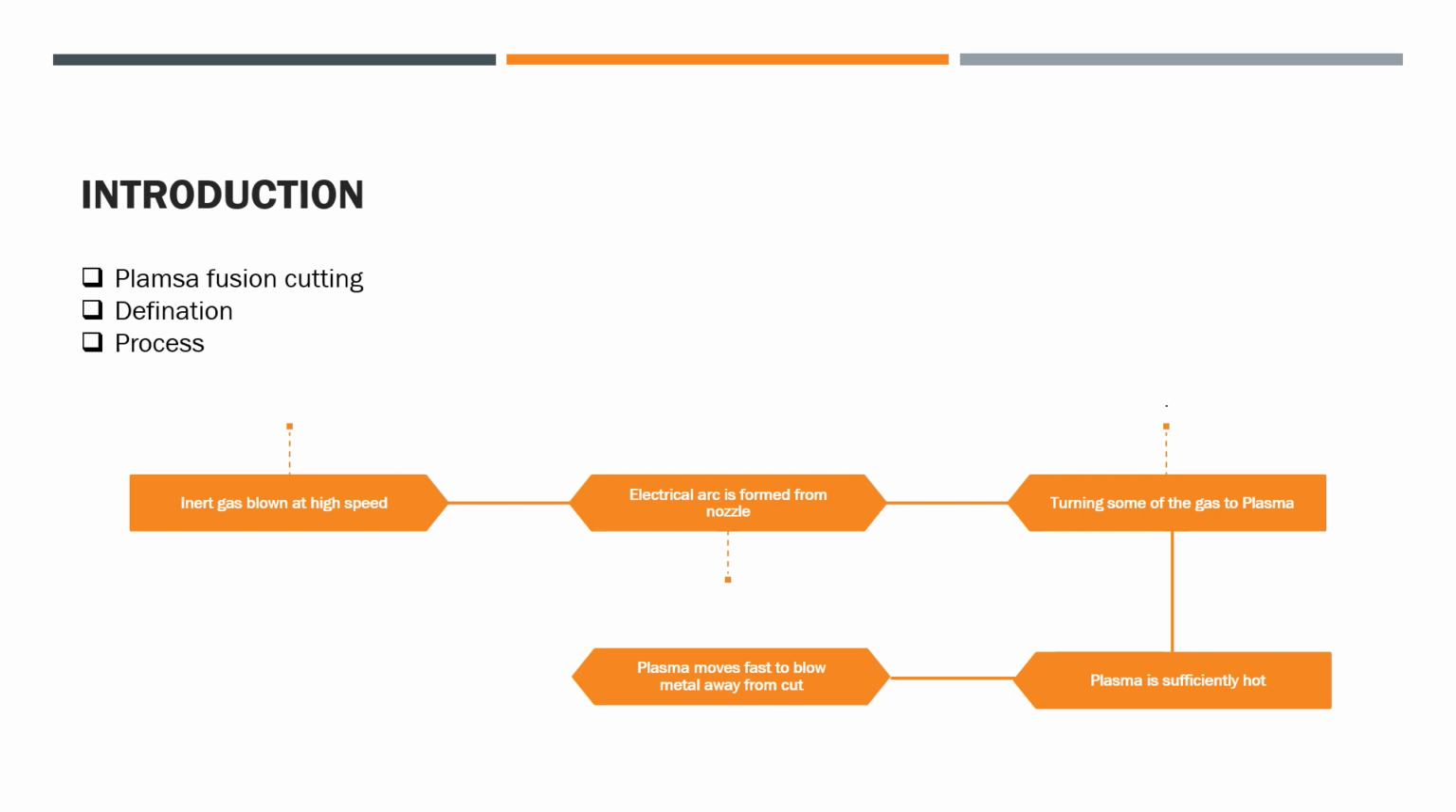So now we will briefly explain the process in the introduction section. Plasma cutting is a process that is used to cut steel and other materials. First of all, an inert gas is blown at a high speed. After that, an electrical arc is produced.